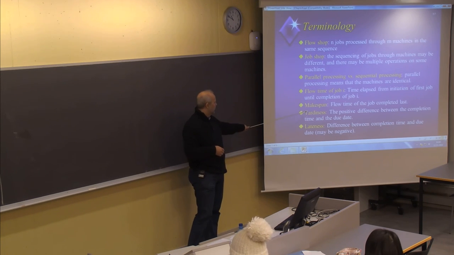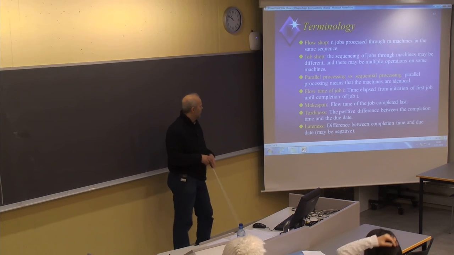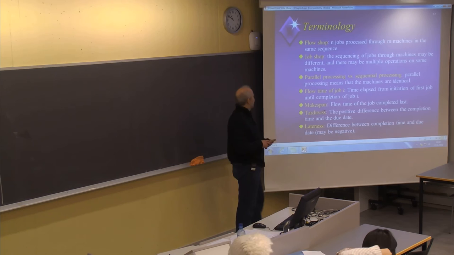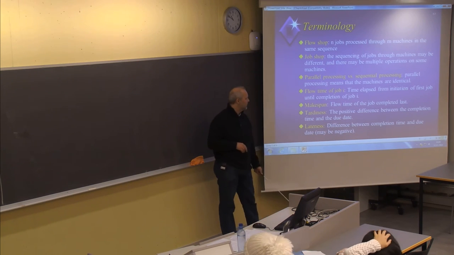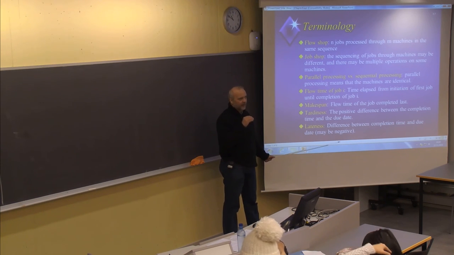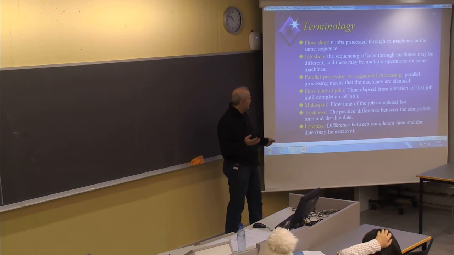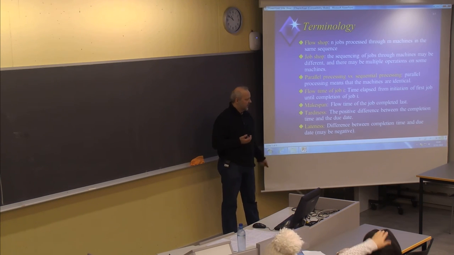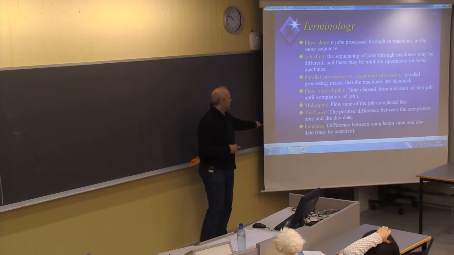We talk about the tardiness and the lateness, which are closely related, but the tardiness is defined to be the positive difference between the completion time and the due date. This means if a job is delayed, the tardiness is the number of hours or days this job is delayed. If not, it is zero. If a job is finished before the due date, then the tardiness will be zero.